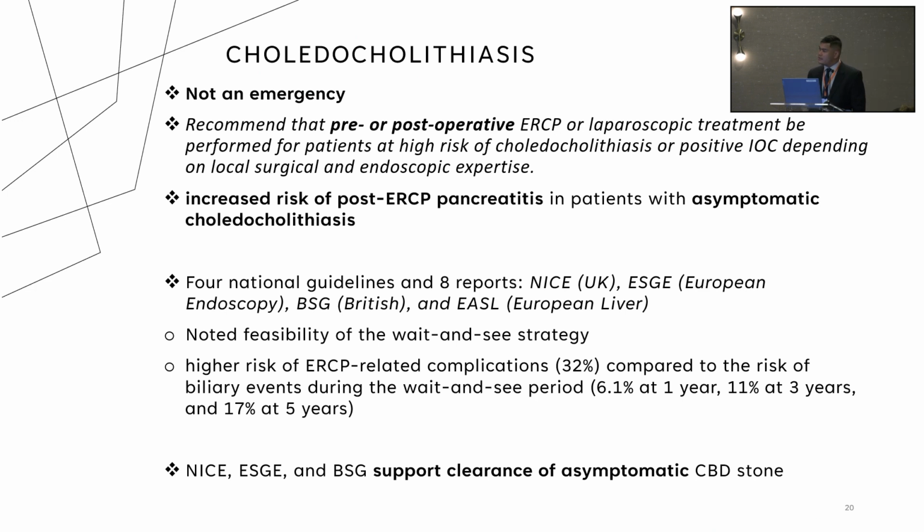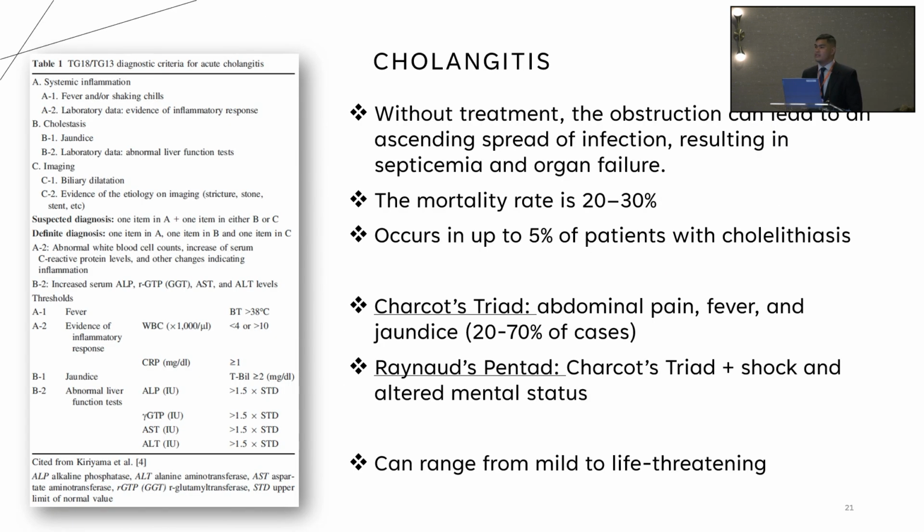Now, there are times when the persistence of that choledocholithiasis can lead to cholangitis, and those patients can, of course, come with a higher mortality rate, up to 30%. This is something that we've all probably learned at some point, Charcot's triad: the presence of abdominal pain, fever, and jaundice, as well as the presence of shock and altered mental status. And that really comes from the diagnostic criteria of cholangitis.